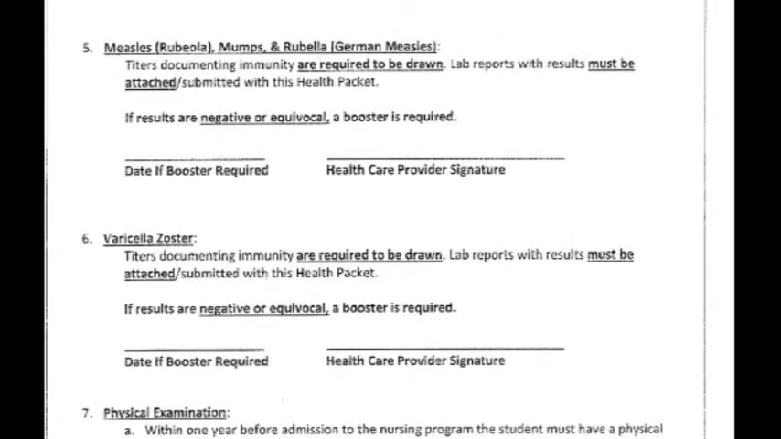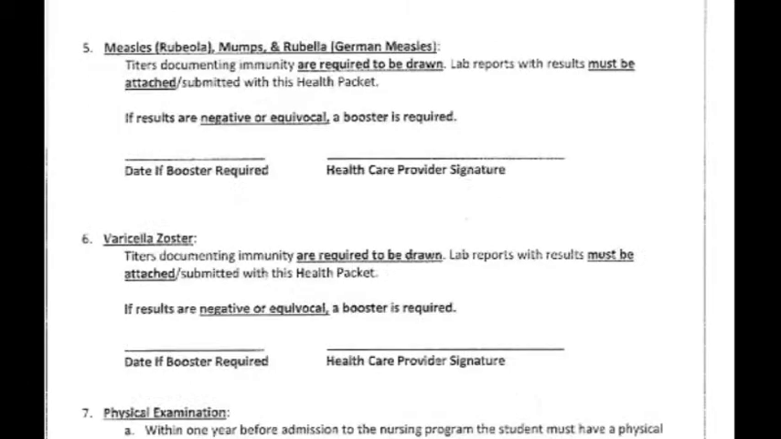Number 5. For measles, rubeola, mumps, and rubella, also known as German measles, we require a titer. The lab reports need to be attached. If you're not immune to all of these, you will need certain boosters. If you have records of your MMR vaccinations, please have the health care provider document these.